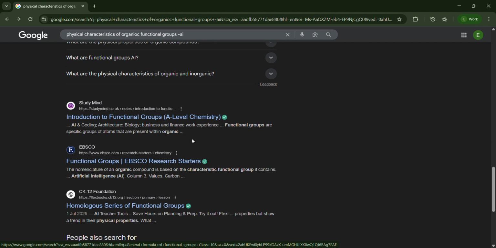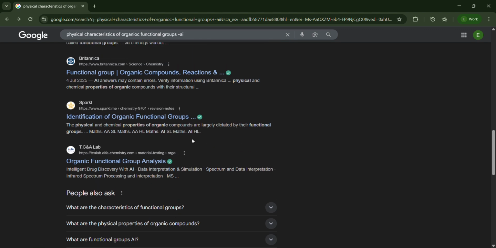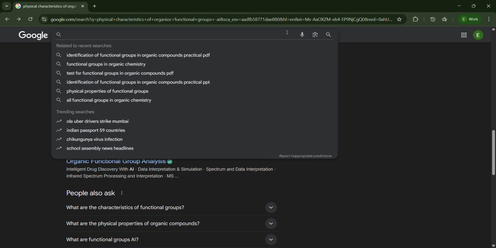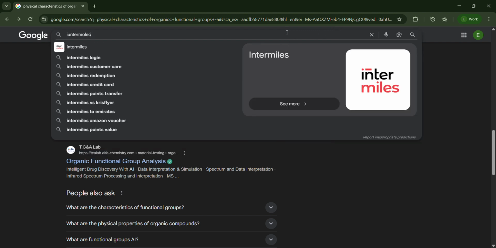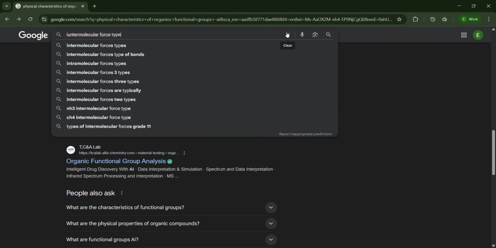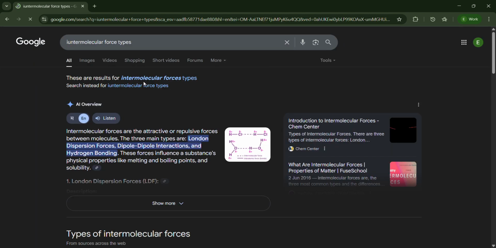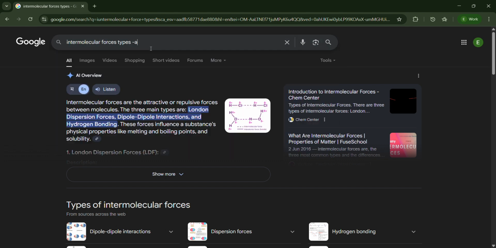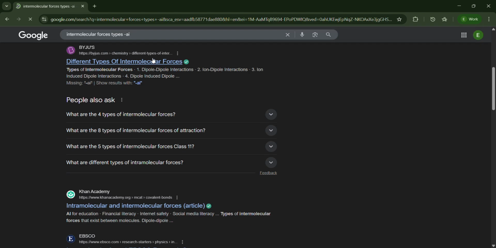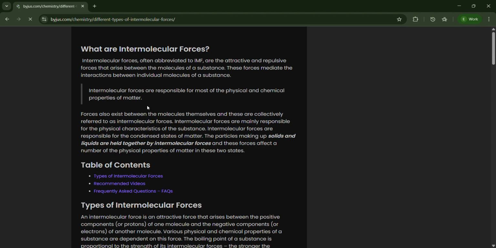So in the physical characteristics of organic functional groups, only its affinity for water was shown. That is whether it is hydrophobic, hydrophilic, or whether it is acidic or basic. So let's search the intermolecular force types. Let's open the site of Byju's.